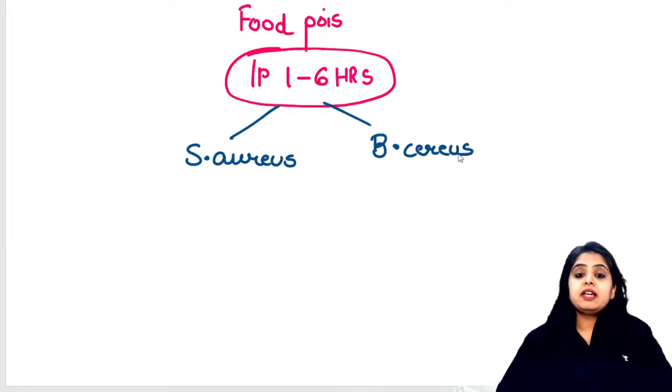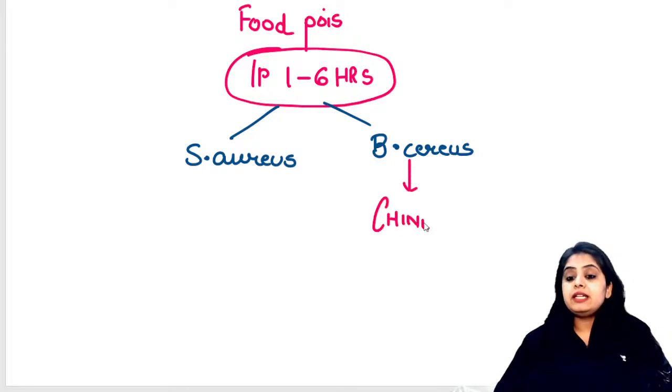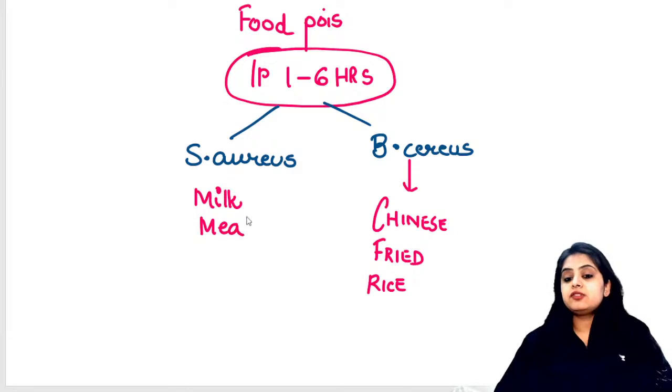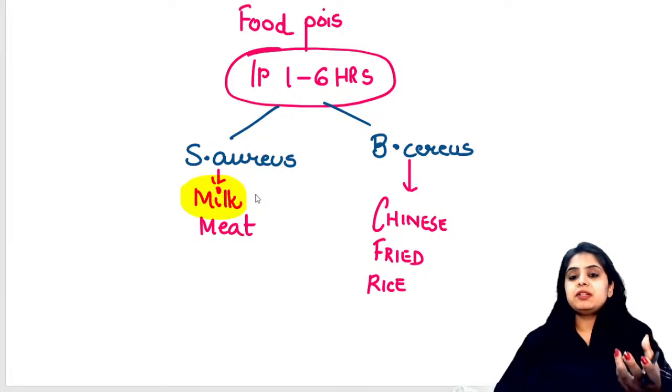How will you know which one they have asked for? If they give you consumption of Chinese fried rice, you are going to mark Bacillus cereus. And if they give you anything which is milk, poultry, meat, basically a history of milk or meat, you will mark Staph aureus. So this was a previous year question: 19-20 students went to a birthday party and had creamy pastries, which have milk. After that, if they have had food poisoning within 6 hours, what will you think of? You'll think of milk, you'll think of Staph aureus.